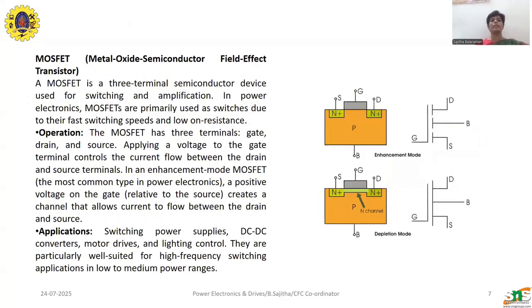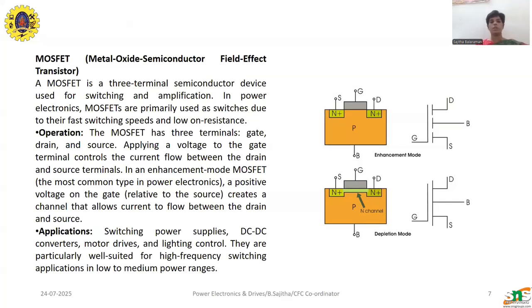Now let us move on to the next device, the metal oxide semiconductor field effect transistor. The MOSFET is generally a three-terminal semiconductor device which is used for switching as well as amplification, which was not seen in the case of the thyristor. In power electronics, MOSFETs are primarily used as switches due to their fast switching speed and low on-state resistance.